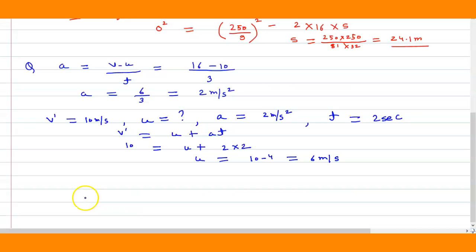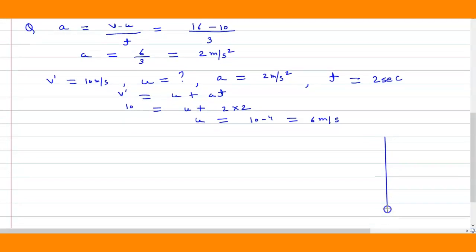Okay. The question is that a stone is thrown vertically up from the ground. It reaches a maximum height of 50 meter in 10 seconds. After what time will it reach the ground from the maximum height? First of all, we draw the diagram. Suppose this is the object which is thrown from the ground, and we consider point A from where the object is thrown.